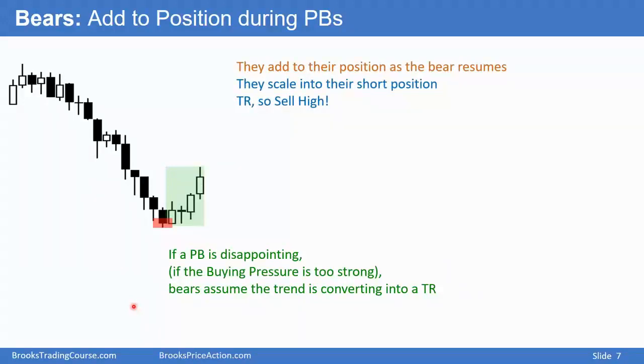Many bears will add to their position as the bear trend resumes because a lot of them think this is sufficiently disappointing so that the market probably will enter a trading range. Big down, big up, big confusion, sideways. They expect that sideways means if it gets back down to this low, there'll be buyers, and there will be. Some of those buyers will be the bears who sold here, happy to get out break even.